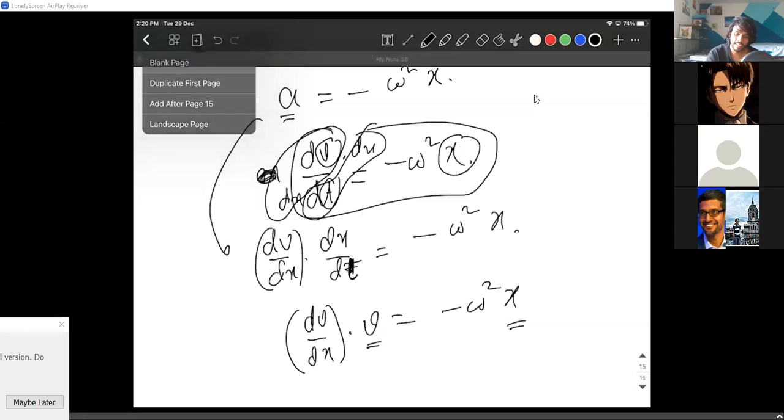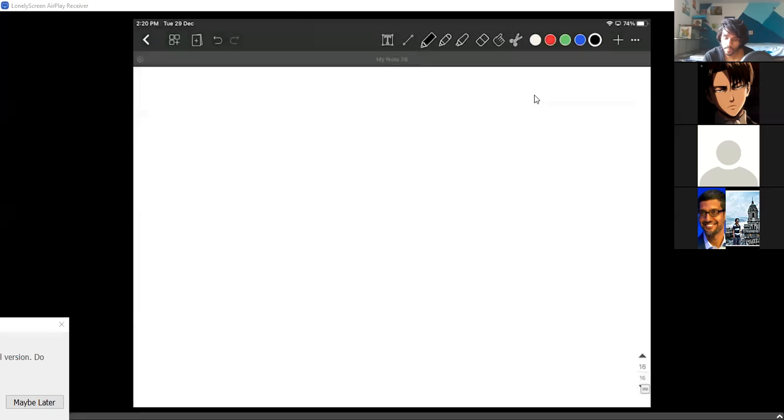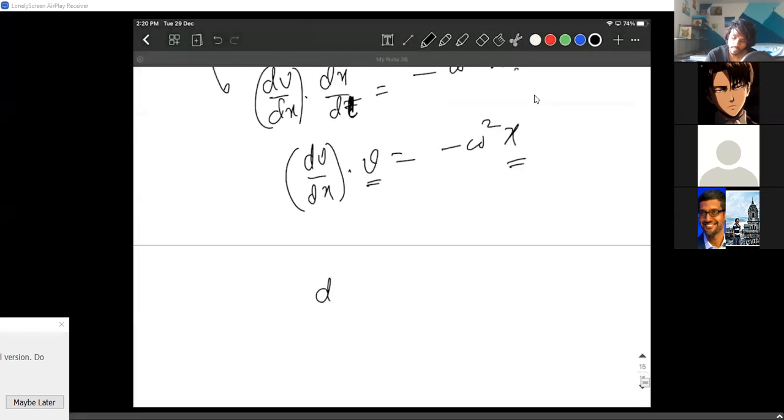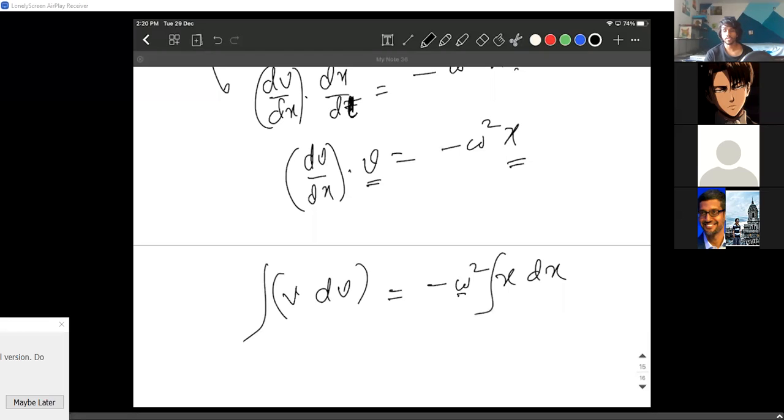So I take advantage of the situation: v dv, I leave it on this side, minus omega square x dx. I send the dx to the other side, x dx. Now I integrate, leaving omega square out since it's a constant, like I just mentioned.